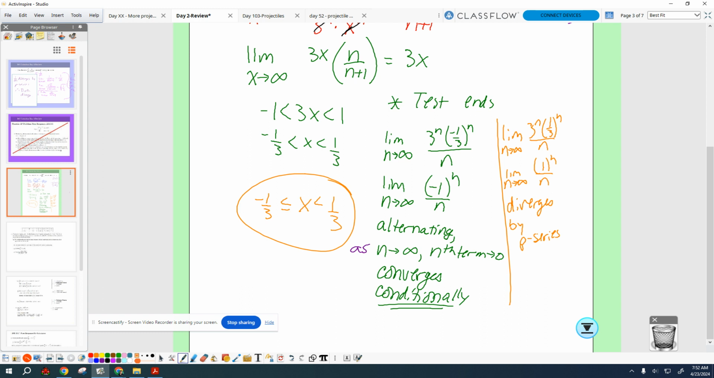Do you need to say that it converges conditionally, or just that it converges? It depends on what it is. Like in the multiple choice, they'll often give you A, B, and C: which of these converge absolutely or conditionally? So I'm trying to remind you that this one's conditional.